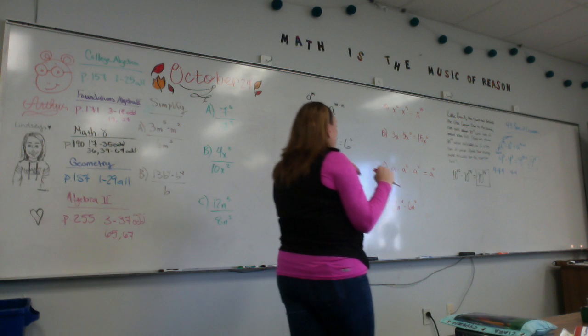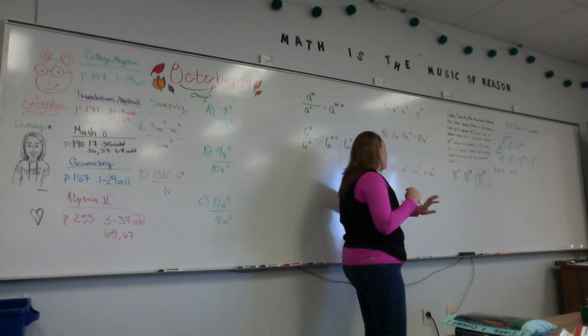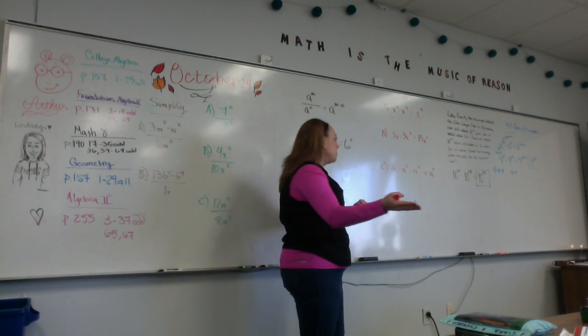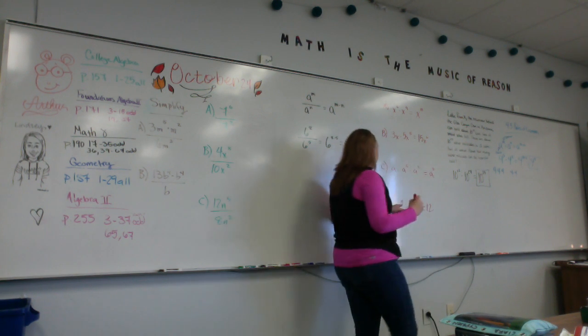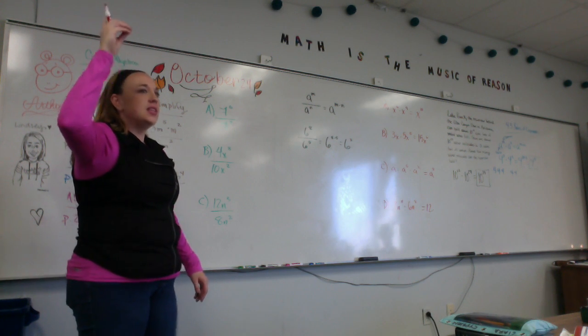Thank you. Okay, the last one, I have 2 to the 11th times 6 to the 8th. What do I do first? Multiply the numbers. What's 2 times 6? 12. And now the 11th and the 8th give me the 19th.